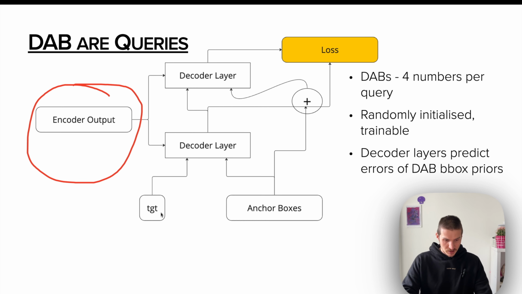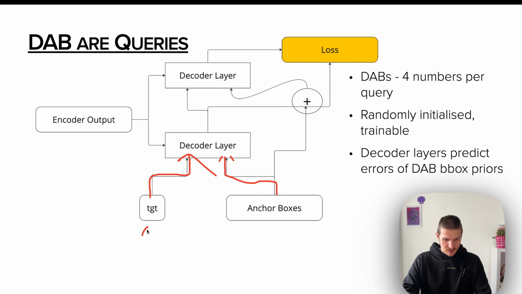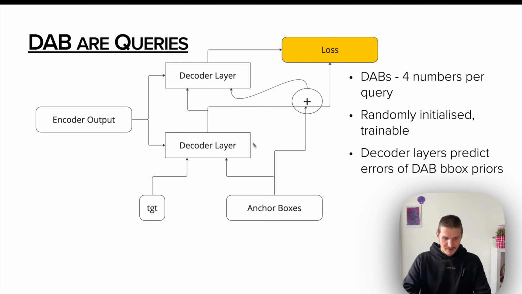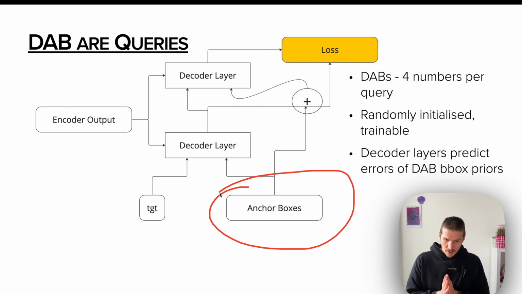And so when we just start, we actually have two main inputs to the decoder layer. One of them is called target, and initially it's just initialized at zeros. Then after the first layer, the same target will be the output of the previous layer. And then we have the queries. In our case, the query is just 4 numbers now: height, width, x and y coordinates of the bounding box. So this is what we mean when we say that anchor boxes are queries.